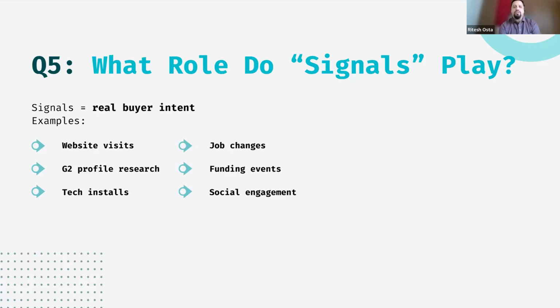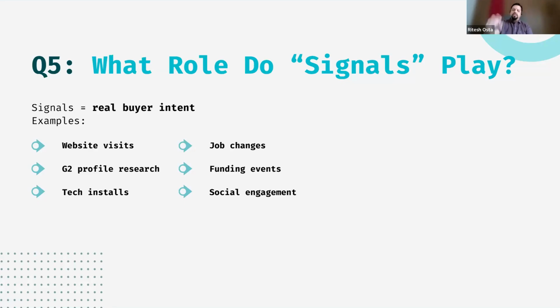Funding events, if they have got funding, M&A acquisition, that's a signal. Social engagement is also a signal, right? They are doing social engagement around a certain topic, and you are interested in that particular topic. So that's an intent for you. So the signals can be many. These are just some of them. So signal plays a very important role on how we do GTM engineering.